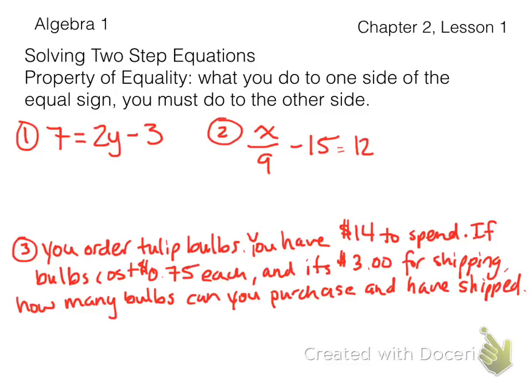All right? Now the whole objective for today is to get the variable by itself. We're trying to figure out what the variable is. So to do that, we have to undo what's happening to it. So for the first problem here, we have 7 equals 2y minus 3. So if I'm going to get the variable by itself, I have to undo what's happening to it. I need to undo the multiply by 2, and I need to undo the subtract 3.